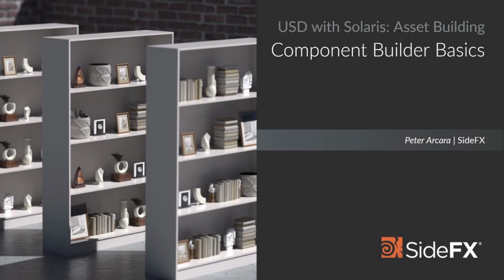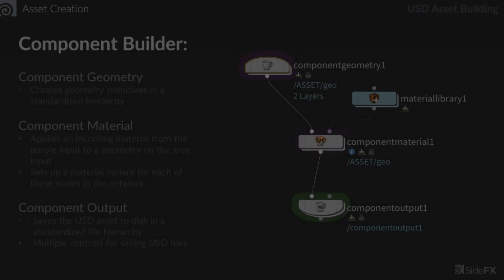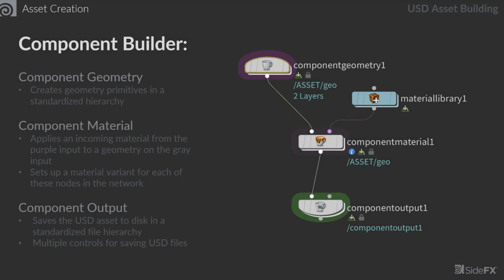Now that we understand the structure of a USD asset, we can explore how using the component builder workflow in Solaris can make the process easier. These nodes will not create anything structurally different from what we did before, but package all of the previous nodes into artist-friendly tools. So before we start actually working with the parameters on the component builder, let's just talk about the nodes that make up this workflow.